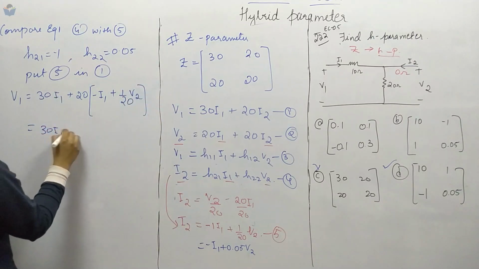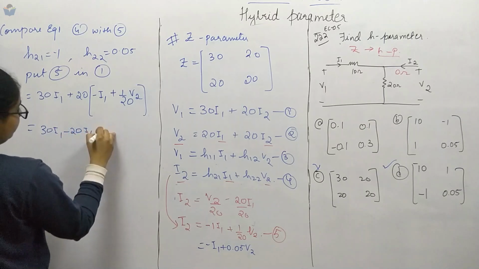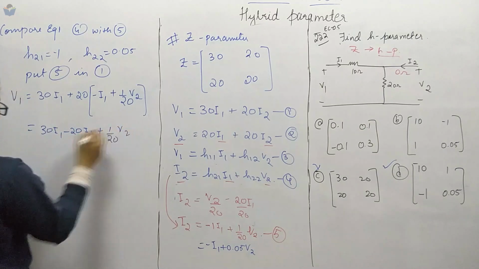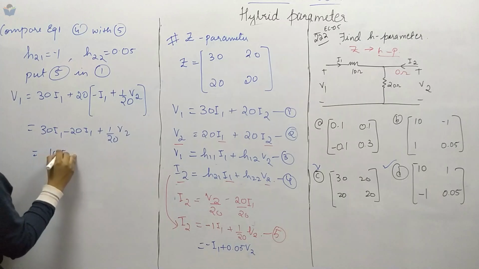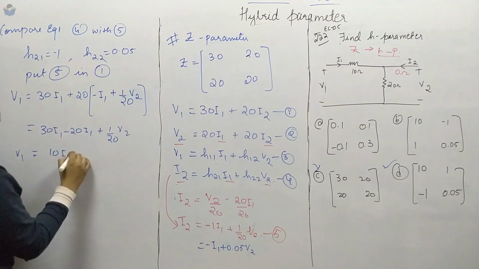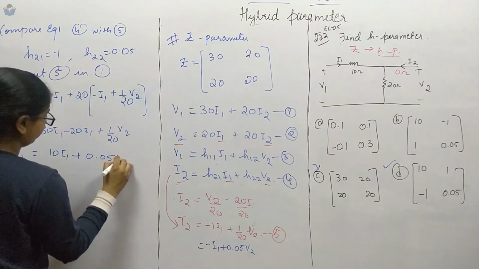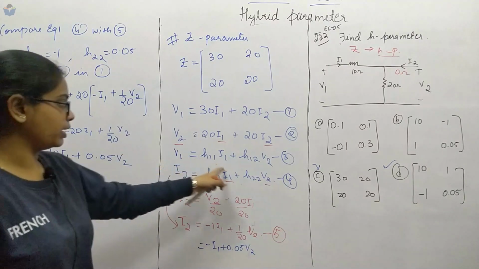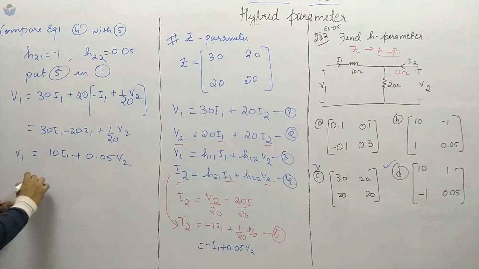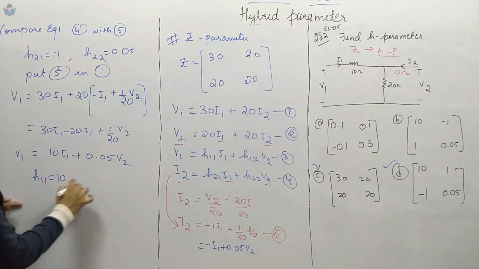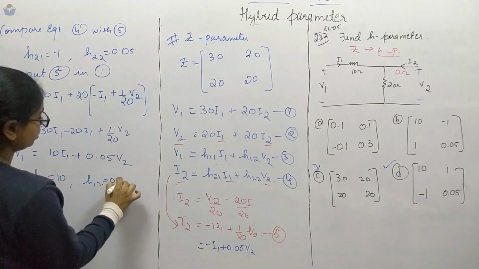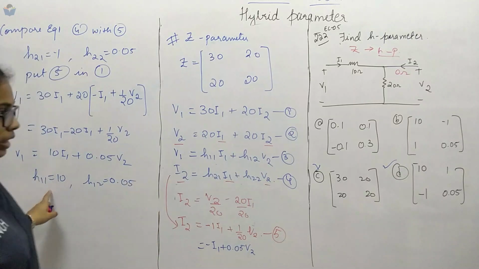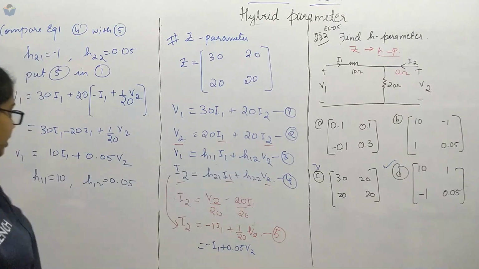30 I1 minus 20 I1 plus 1 over 20 V2, right? So this will be 10 I1. V1 equals 10 I1 plus 0.05 V2. So we also want this equation in the same form, V1, I1 and V2. So now from here we get H11 equal to 10, H12 is equal to 0.05.